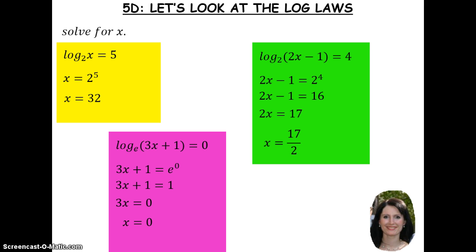Log base 2 of 2x minus 1 equals 4. Let's look at that. Take the 2, put it to the power of 4. We can then get rid of the log, and we've got 2x minus 1 equals 16. 2x equals 17, and x equals 17 over 2.